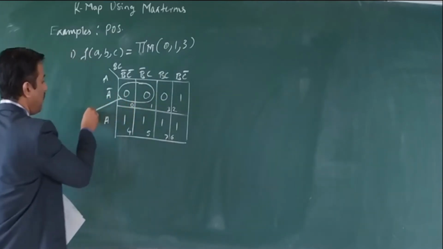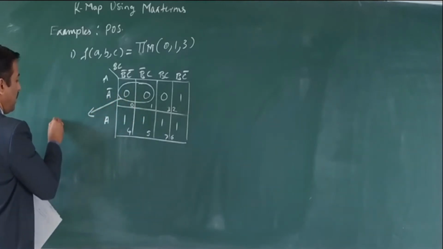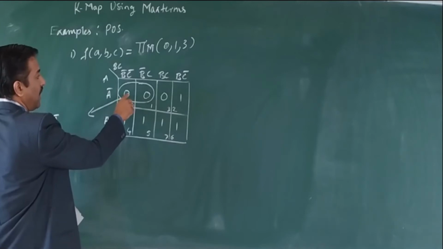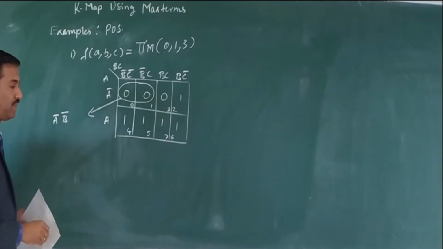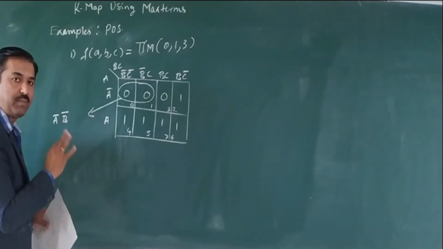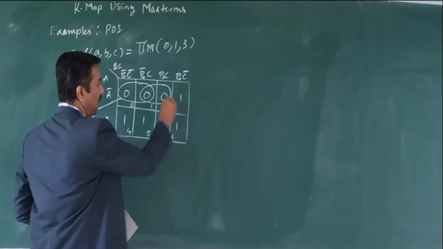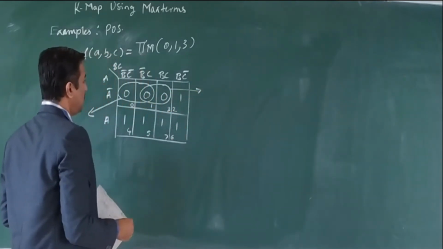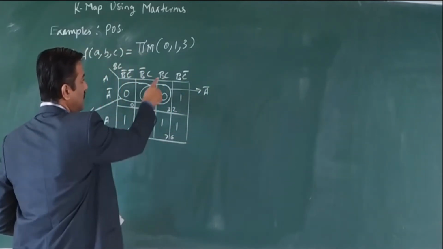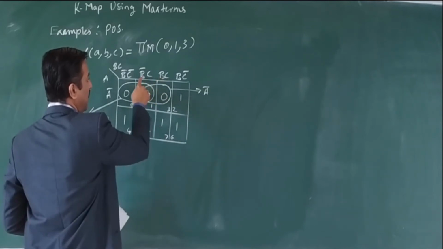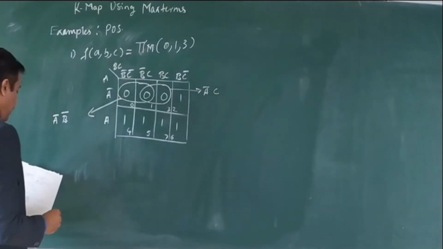The expression that will come out for this: for these two zeros we have A bar, and for the other two the constant term is A bar, B bar. Let us now represent it in a product term only. Now the other two zeros, I am going to group these. We have A bar and the constant term among these two product terms is C, because B is changing here to B bar. So I consider it as C.